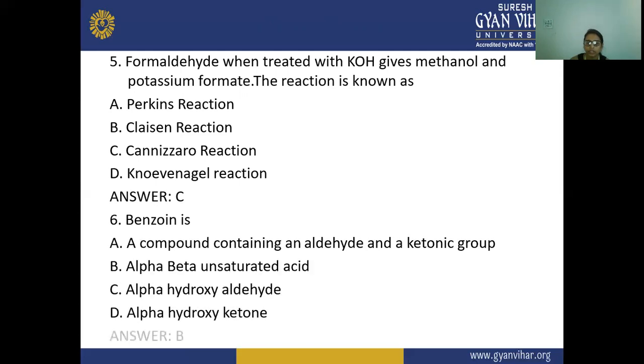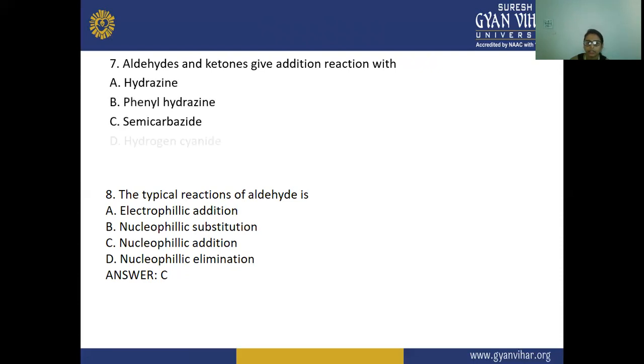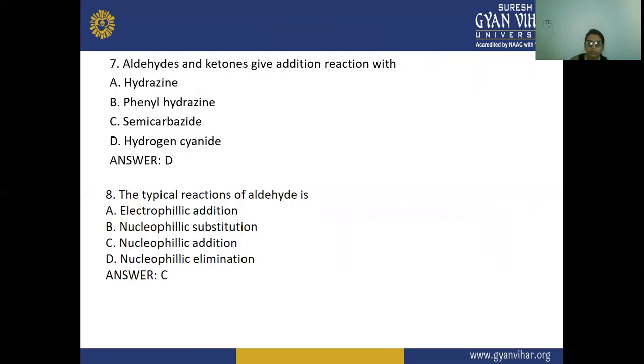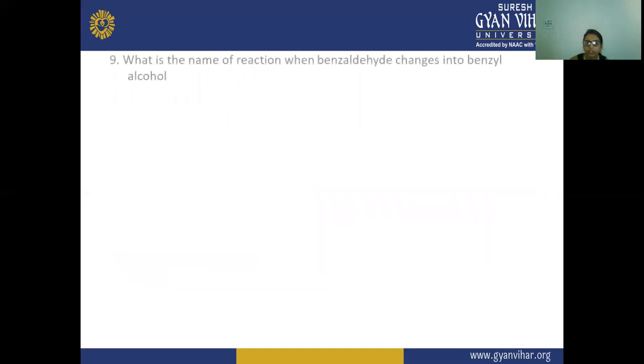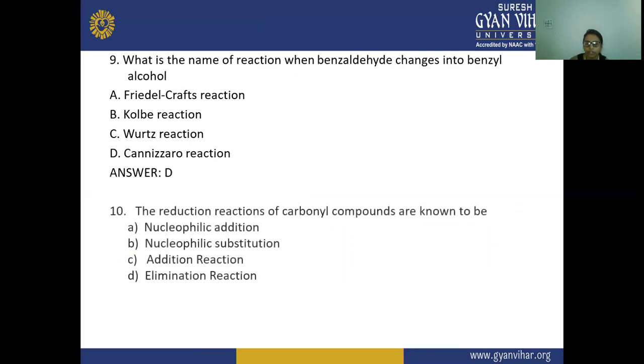So benzoin is an alpha beta unsaturated acid. Now aldehyde and ketone give addition reaction in the presence of hydrogen cyanide, and the typical reaction of aldehyde is the nucleophilic addition reaction. What is the name of the reaction when benzaldehyde changes into benzyl alcohol? That is your Cannizzaro reaction. And the reactions of carbonyl compounds are known to be nucleophilic addition, that is your A, the nucleophilic addition reaction.